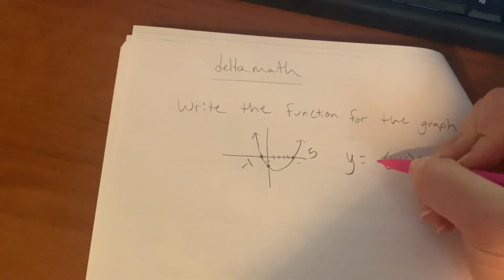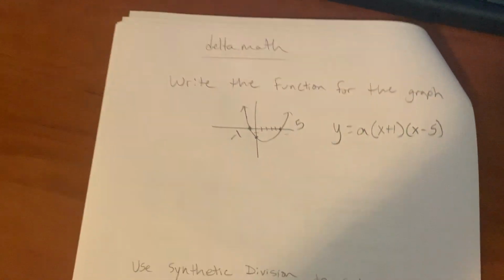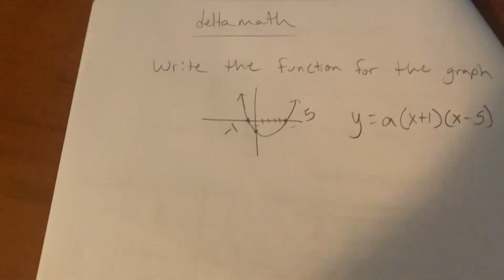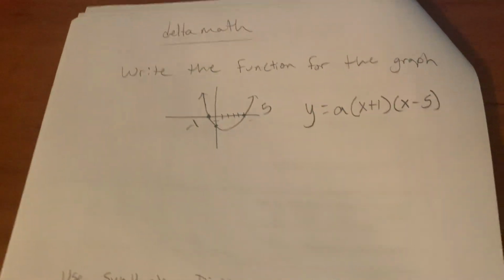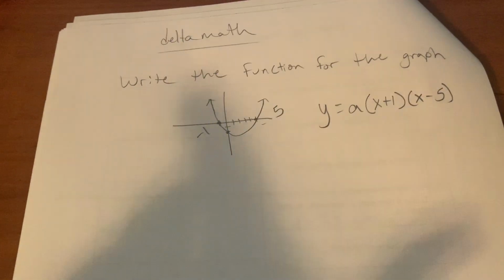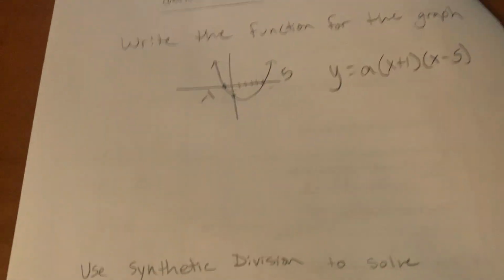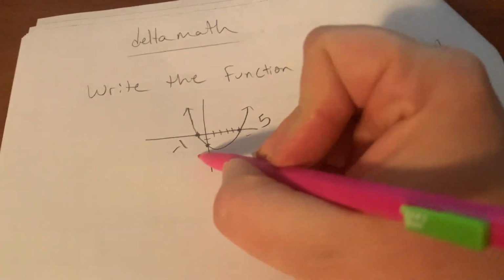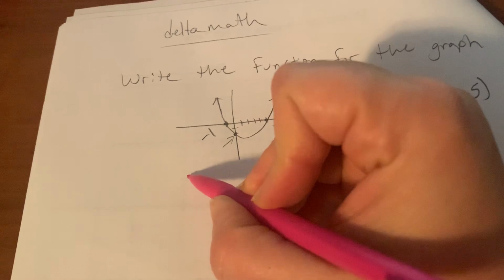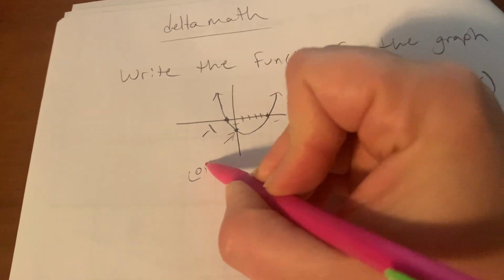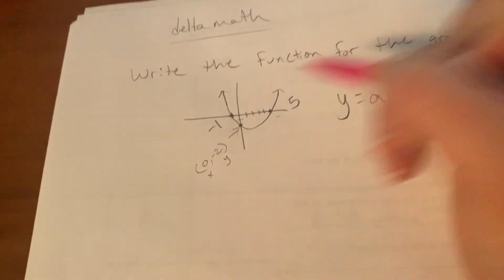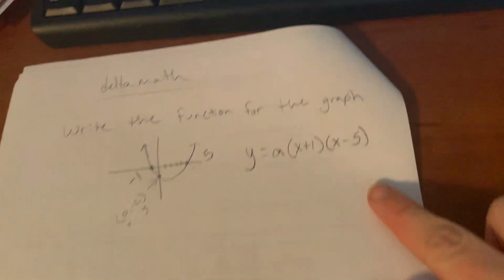Now, here's the other part we had to figure out. There's an a here, okay? That a tells me how this turns, because right now it may be wide or it may be narrow, so we've got to figure that out. I use another point, and they're going to give you another point. This one they gave me was at (0, -2). There's your x and there's your y. That will let you find out what a is.